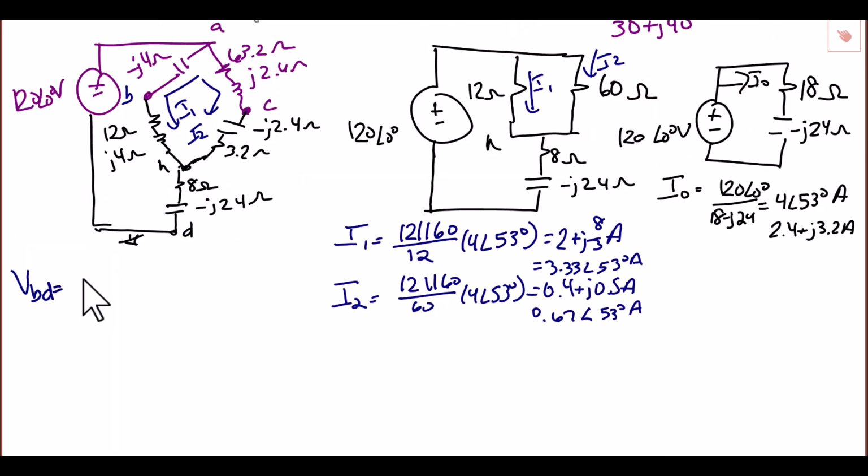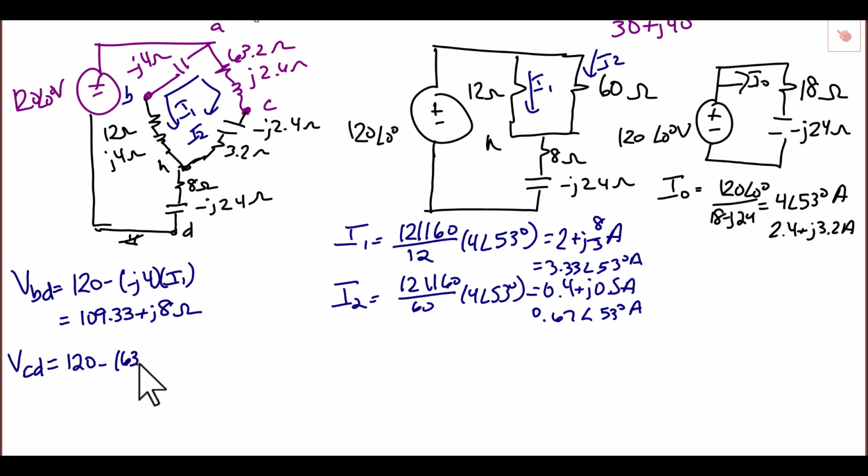VBD is equal to 120 minus negative J4 times I1, which is 109.33 plus J8 volts. VCD is 120 minus 3.2 plus J2.4 times I2, which equals 96 minus J34.65 volts.